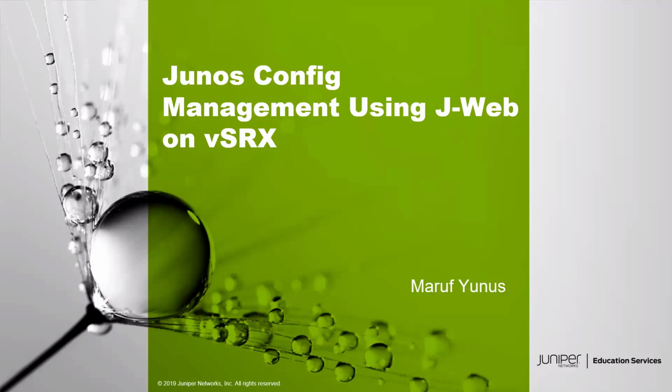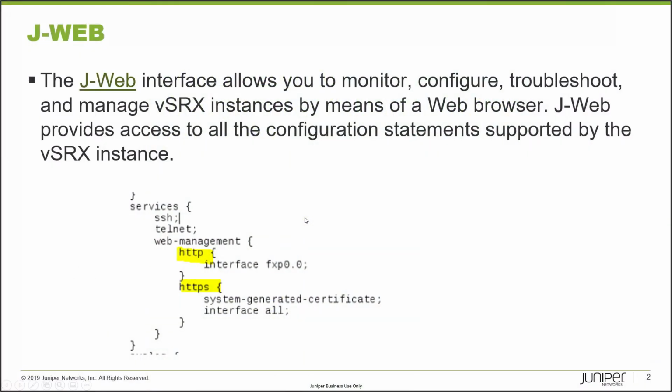In this Learning Byte, I'll show you how to manage configuration using JWeb on a vSRX. JWeb is an interface that allows users to monitor, configure, troubleshoot, and manage vSRX images by using regular web browsers. It provides access to all of the configuration statements supported by the vSRX instance. You can configure JWeb under the system services hierarchy as shown in the screen here. You can configure both HTTP and HTTPS through the CLI first if you want.